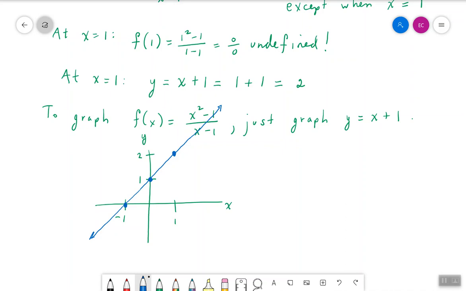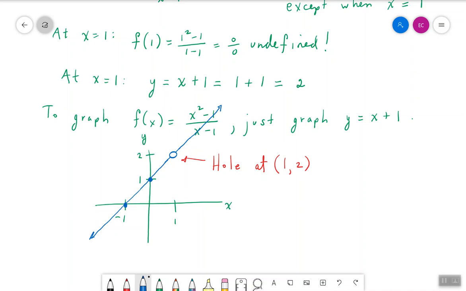Now remember, we're trying to graph f of x, so what do we need to do? We need to deal with x equals 1. When x equals 1, our function f of x is undefined. And so all we have to do is just take the point at 1, 2 and turn it into an open circle. We call it a hole. So here is a hole at 1, 2.